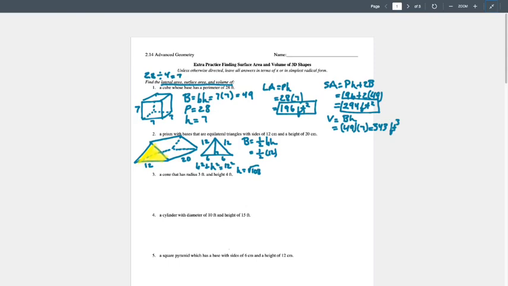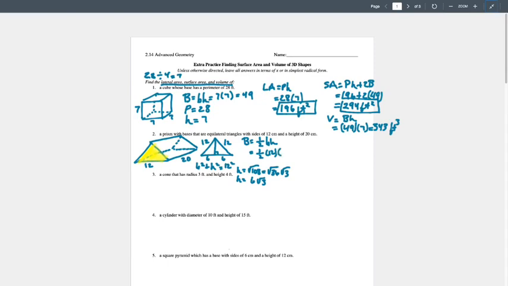So then what I'm going to do is simplify that radical. That's the square root of 36 times the square root of 3, which simplifies to 6 square root of 3. So that's a simplified radical. That's the height of the triangle, not the prism, but the triangle.